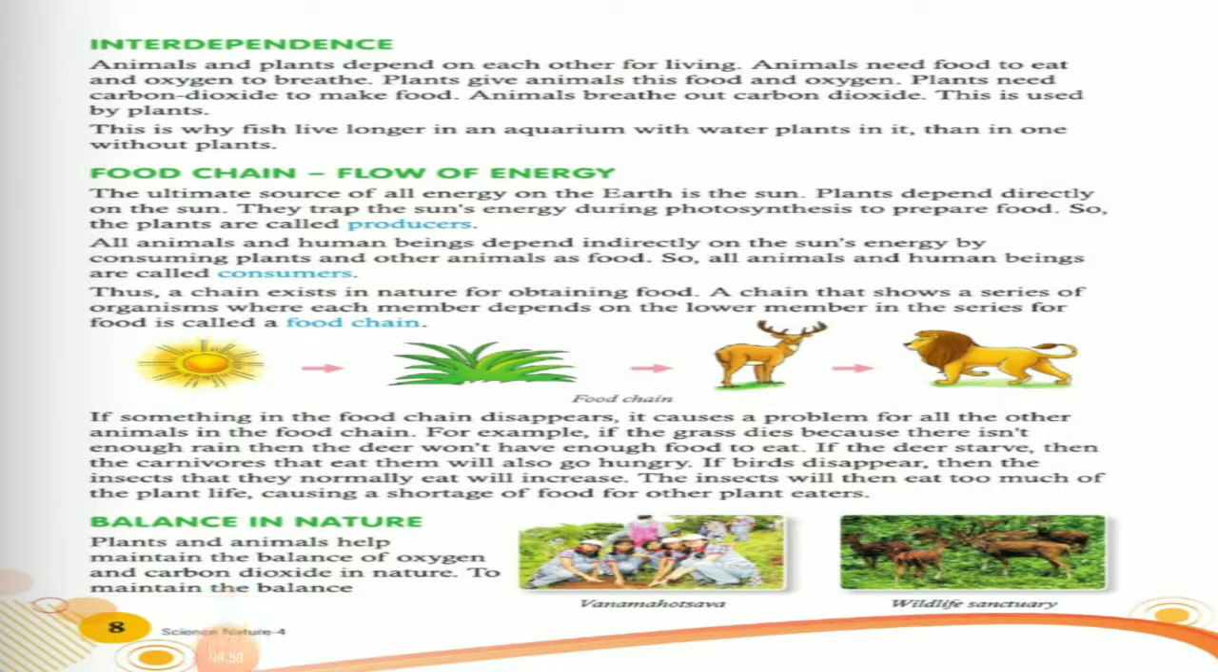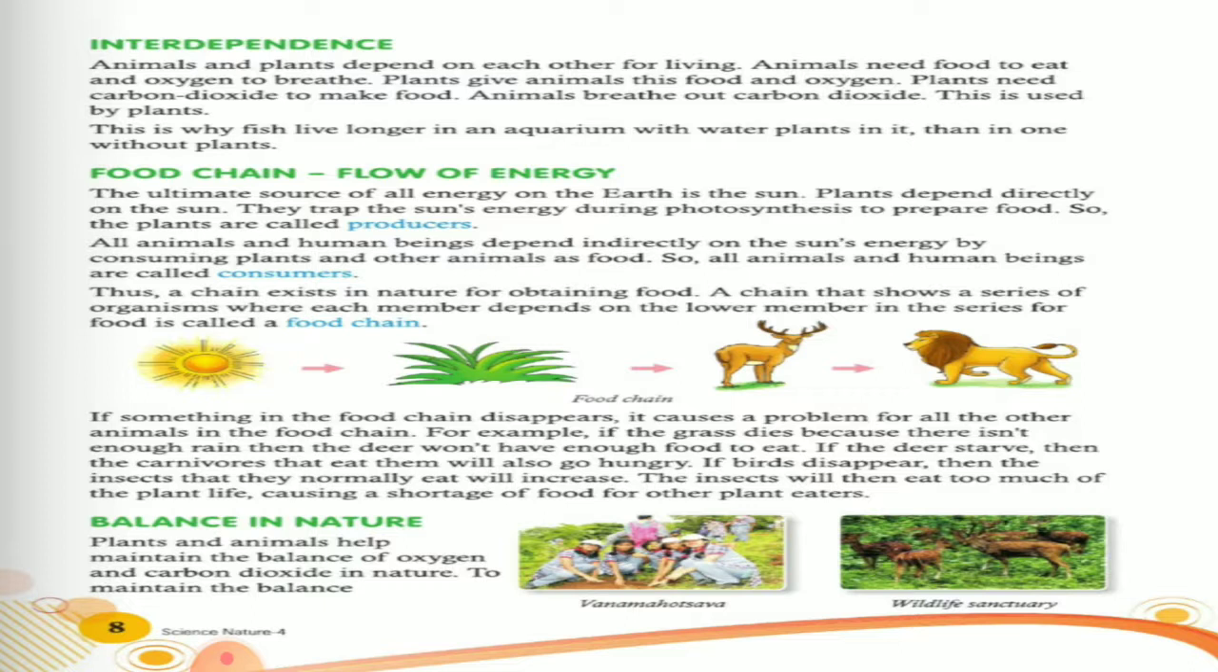Now what is food chain or flow of energy? The ultimate source of all energy on the earth is the sun. Plants depend directly on the sun. They trap the sun's energy during photosynthesis to prepare food. So the plants are called producers. All animals and human beings depend indirectly on the sun's energy by consuming plants and other animals as food. So all animals and human beings are called the consumers.